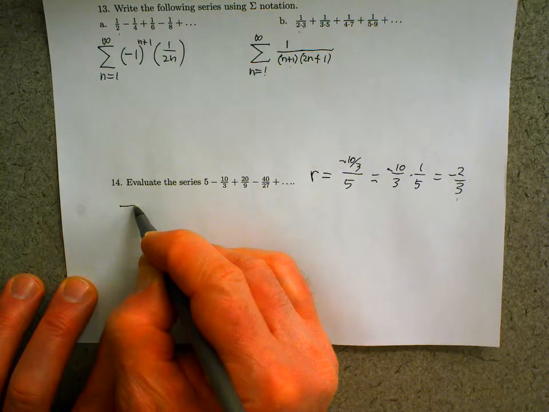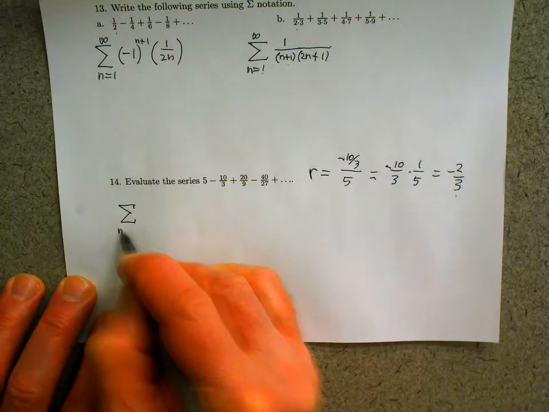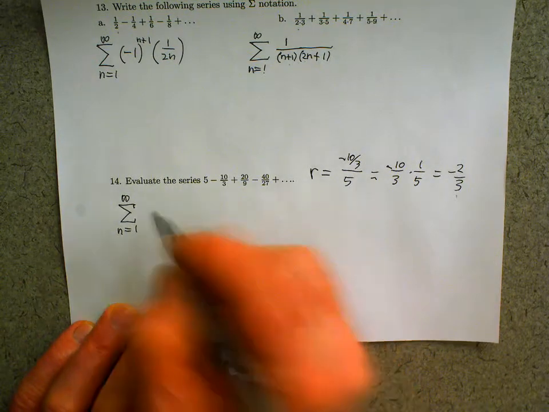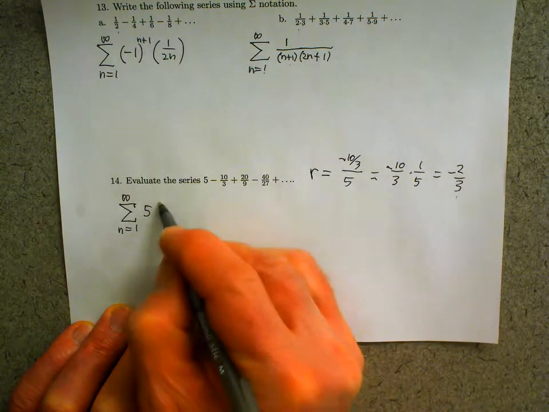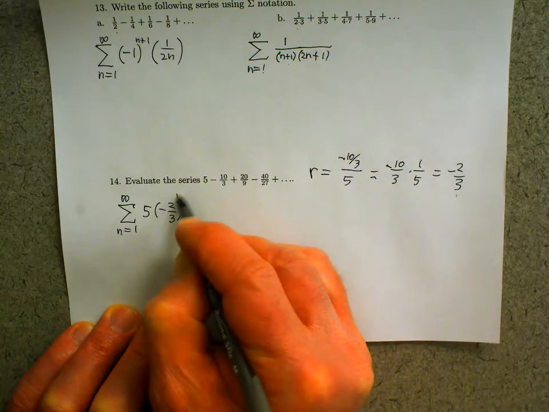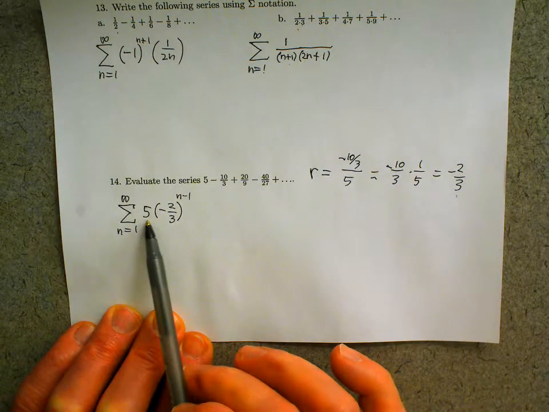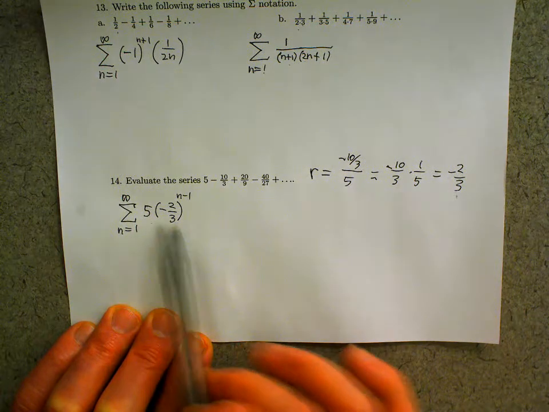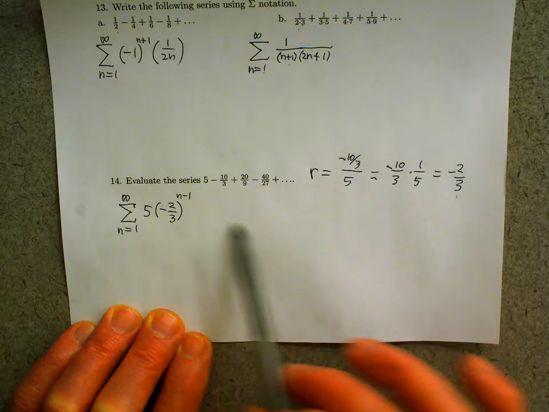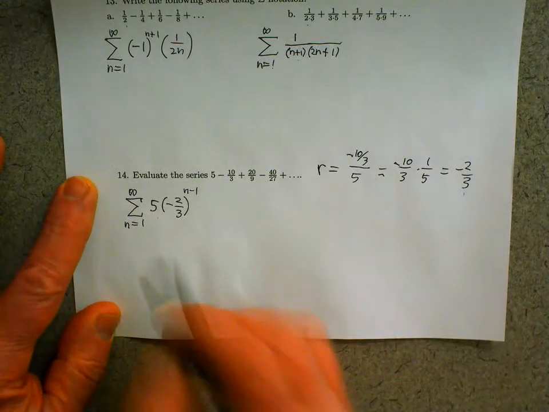So we can write this using sigma notation from n equals 1 to infinity of 5 times the common ratio negative 2 thirds to the n minus 1. You can verify that this is the correct formula by finding the first few terms of the series. But this is a geometric series.